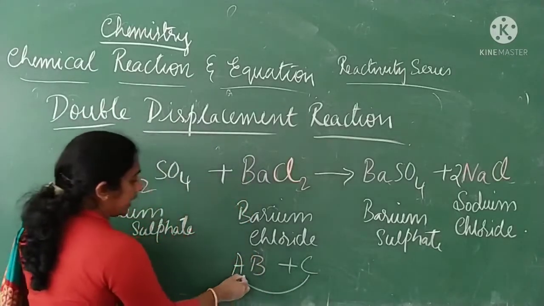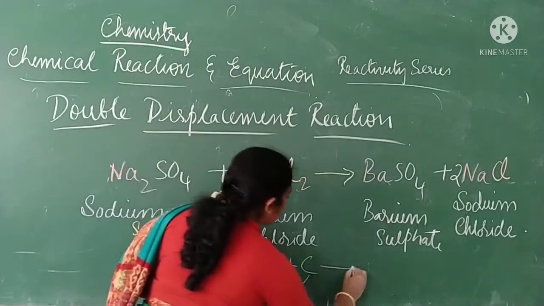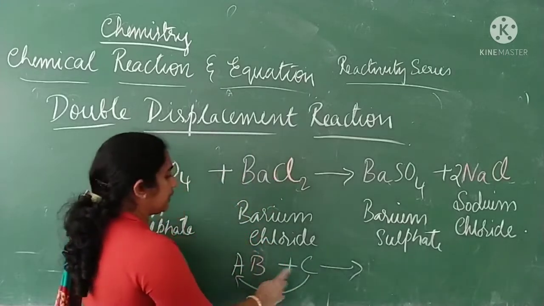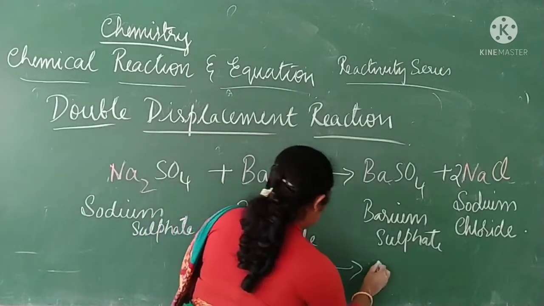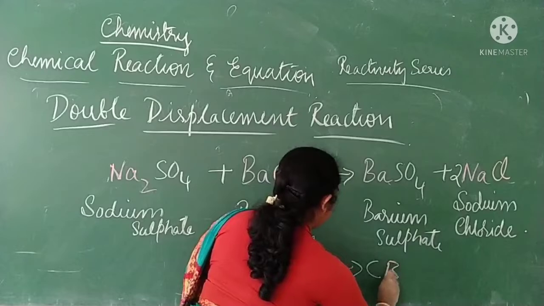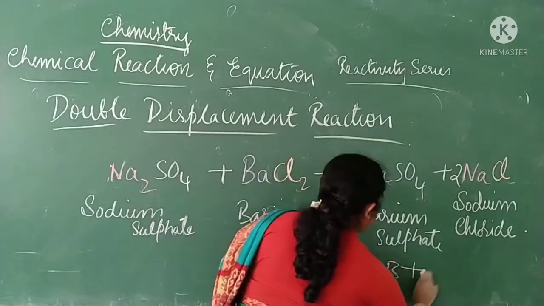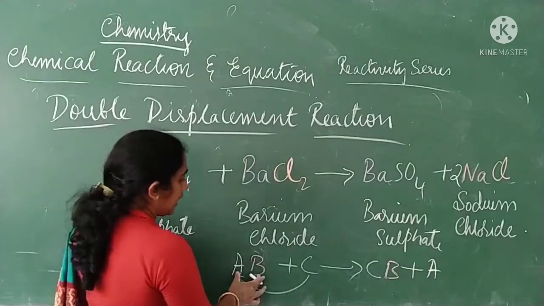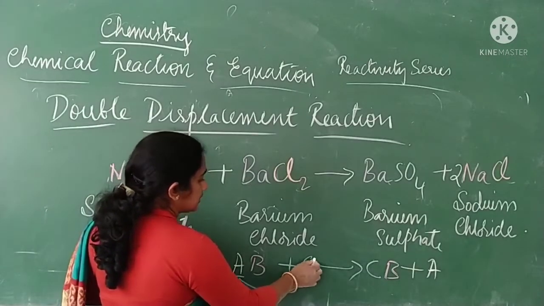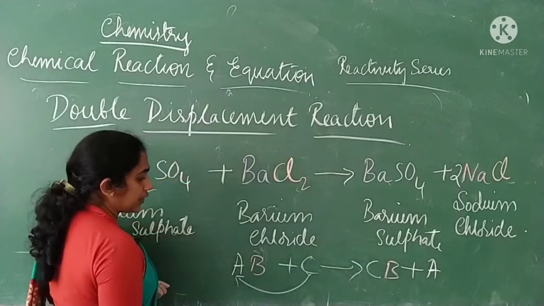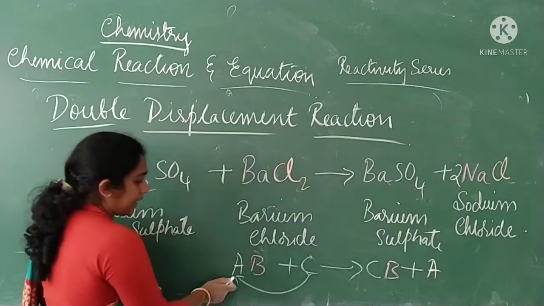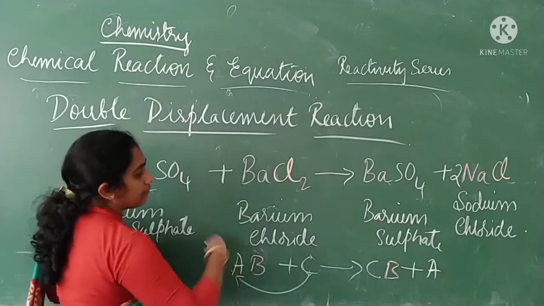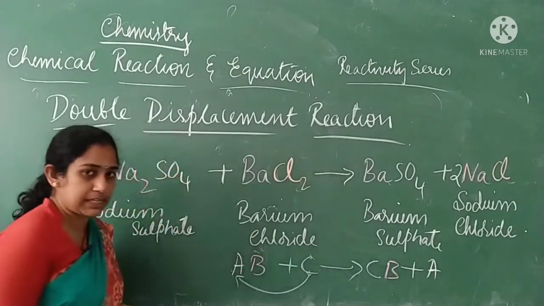So C displaces A and occupies the place of A. The product will be CB, and A will be out. So that was the displacement reaction you have seen so far. In a displacement reaction, C here can be taken as a highly reactive metal that displaces a less reactive metal, A, and occupies its place, while A comes out. That is called a displacement reaction.